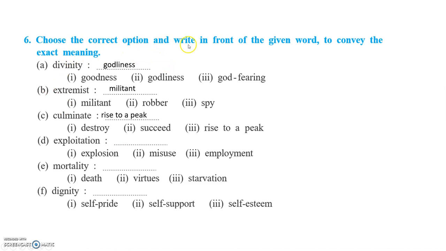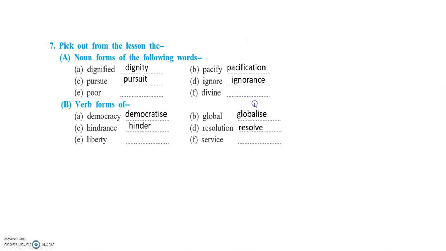Now the 6th one is objective, very easy. Choose the correct option and write in front of the given word to convey the exact meaning. You have divinity, that is godliness, because we talk about divine meaning godly, okay? Then extremist is militant, talking about the extremist, the violent people, okay? Then culminate, rise to a peak. Then we have exploitation, okay? Then you have mortality, you have dignity. These 3 you're going to do on your own. These are easy, you can find it out and do it on your own.